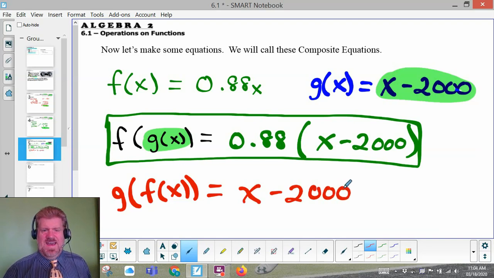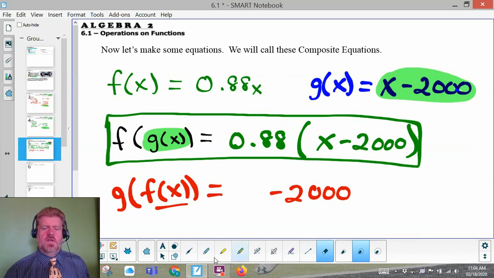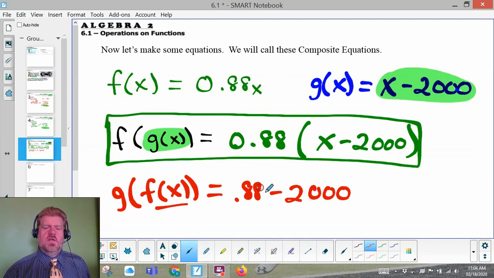Okay, but it's not x. I'm not putting in x. I'm putting in f of x, which is this whole thing. So instead of x, what I'm going to have is 0.88x minus 2,000.